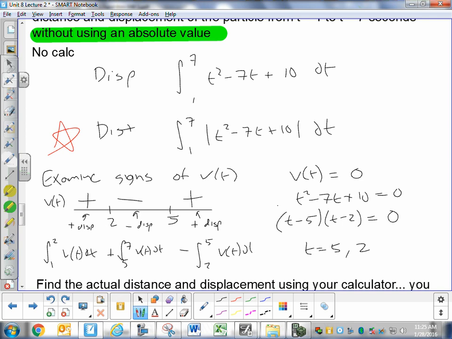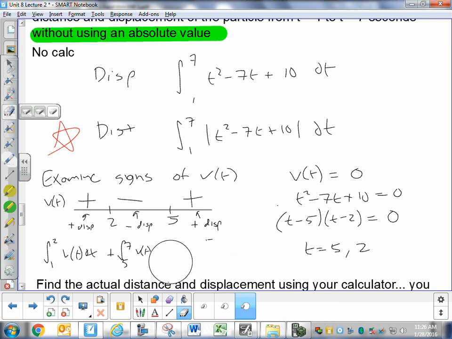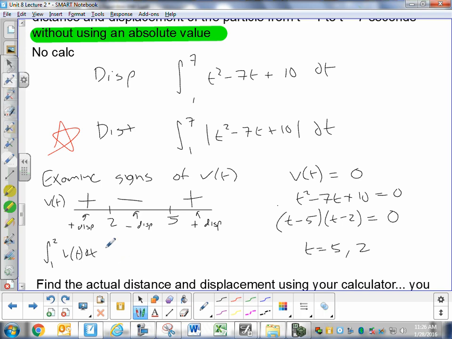Doesn't matter which order you put things in. You can go 1 to 2 plus 5 to 7 minus 2 to 5, or you can just simply go in order of your velocities. 1 to 2 minus 2 to 5 plus 5 to 7. Not hard. Everybody can do it. Okay?